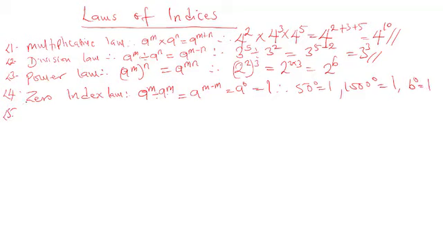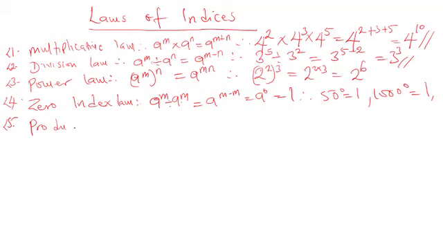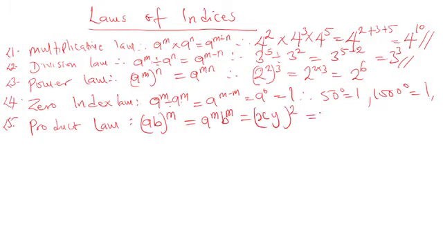Now the fifth law here is the product law. What's it about? The product law is just telling us that when you have ab raised to the power m, it is the same as a raised to the power m times b raised to the power m. So if we have xy raised to the power 2, it is the same thing as x squared y squared. This is what the product law is trying to tell us.